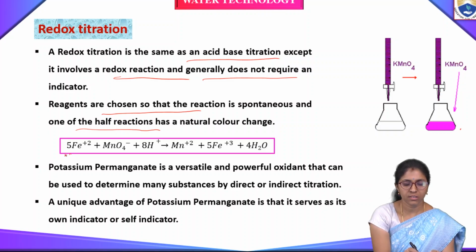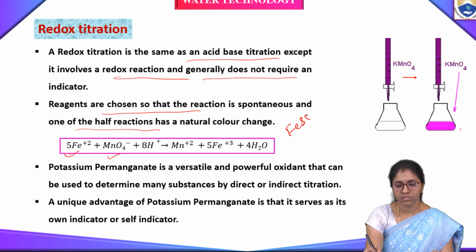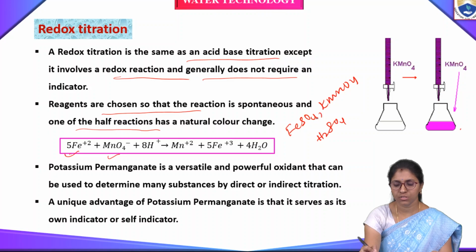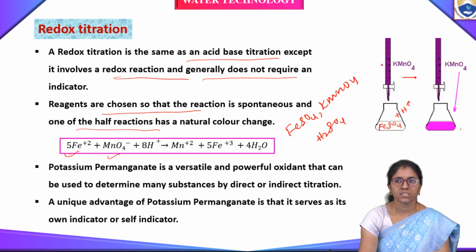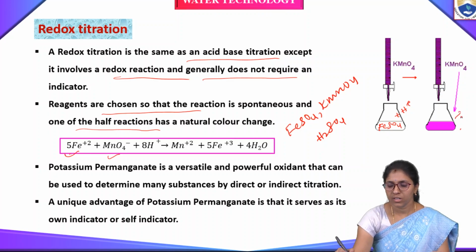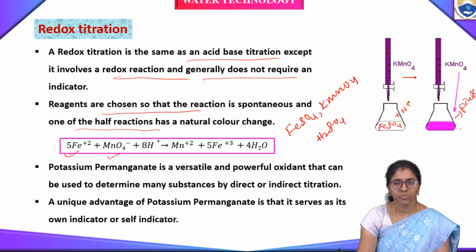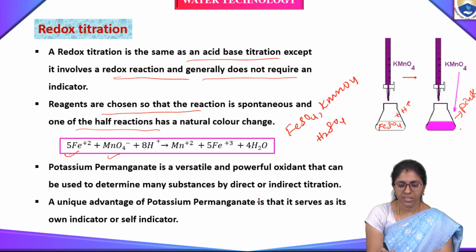Here I am taking iron sulfate and KMnO4 in the presence of an acid like H2SO4. We take the FeSO4 solution with H+ ions and titrate it against KMnO4. Finally, we get a pink color. Here we are not using any indicator, but we get a color because KMnO4 acts as a self indicator.